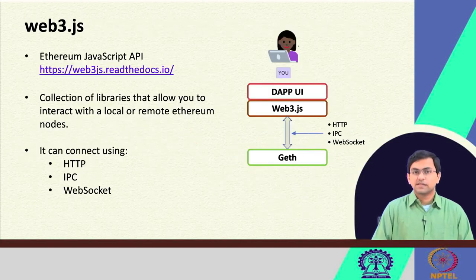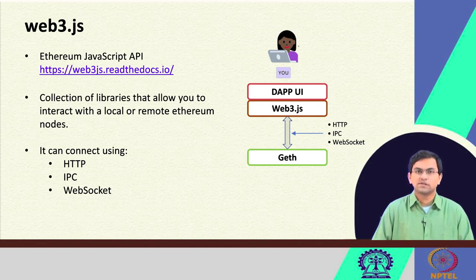Now, to interface with the Go Ethereum client and to build these dApps, we would be using a particular library, or we can consider it a software development kit, SDK, which is called web3.js. This is the Ethereum JavaScript API, a collection of libraries which we can use to streamline the interaction or interfacing with the Go Ethereum client.